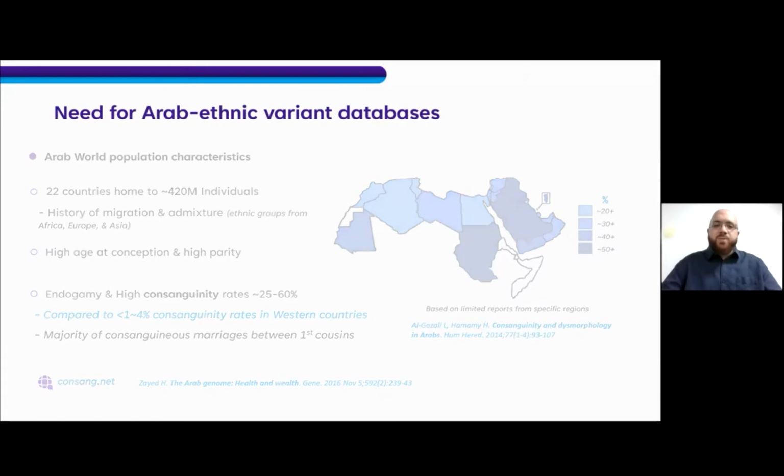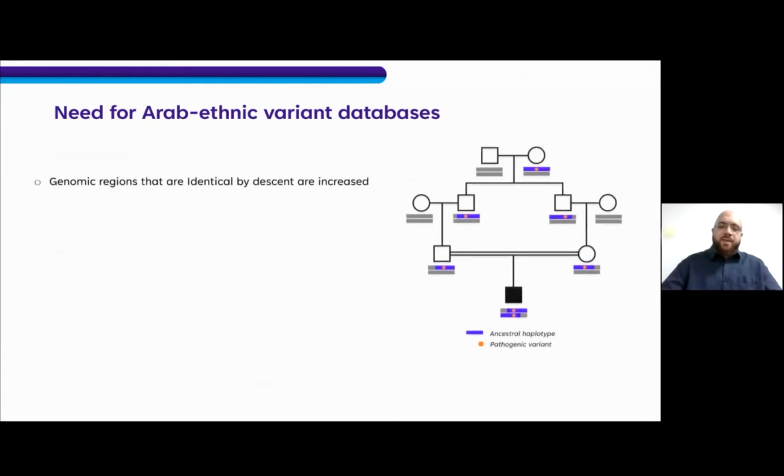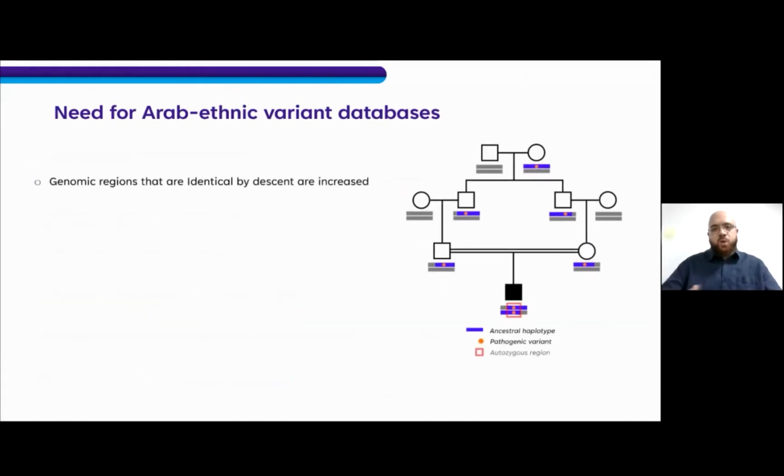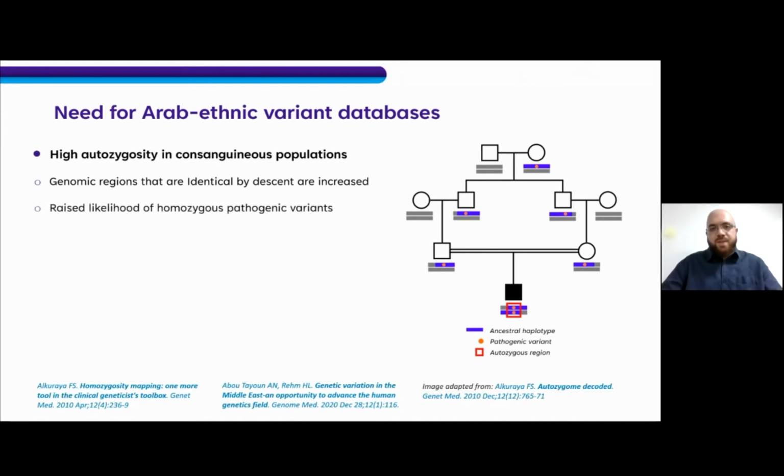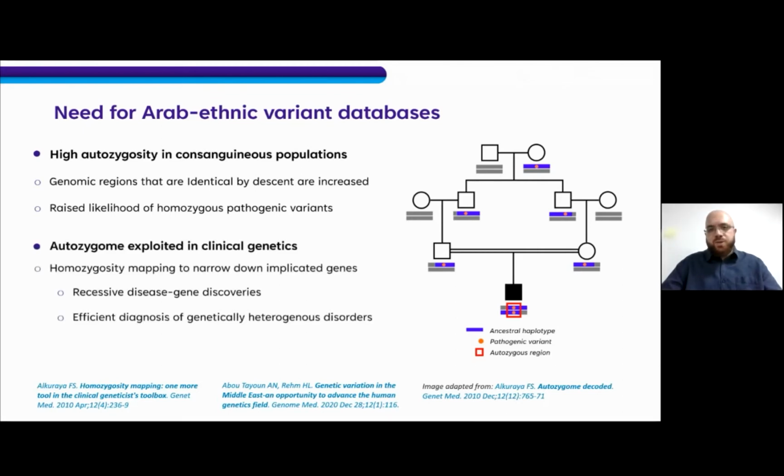Because of this, Arab genomes exhibit unique characteristics. This particularly involves an increase in homozygous regions that are identical by descent in an individual's genome, and this is also known as the autozygome, and is thought to result in the higher burden of recessive disease. And clinicians have really relied on this enriched autozygome to identify and diagnose recessive disease gene associations through the use of homozygosity mapping, which basically narrows down candidate genes through a sort of process of elimination, focusing on these homozygous blocks in patients from inbred families.